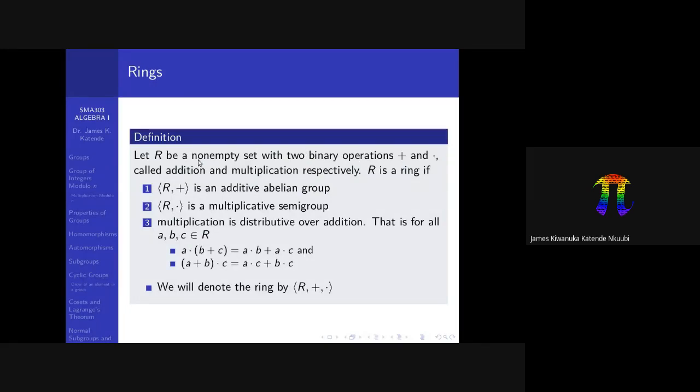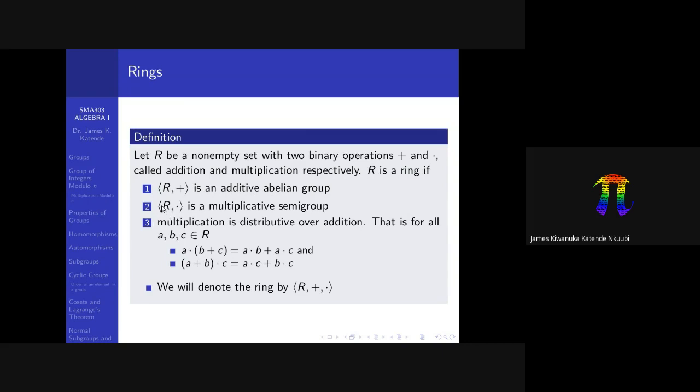So here we go. We'll say let R be a non-empty set with two binary operations. The first one will denote it by this symbol plus, and the other one is this dot that represents multiplication. So these two operations will be addition and multiplication. That's what they'll be called, respectively. So we say that R will be a ring if we consider this set R under addition, we have an Abelian group, written additively.